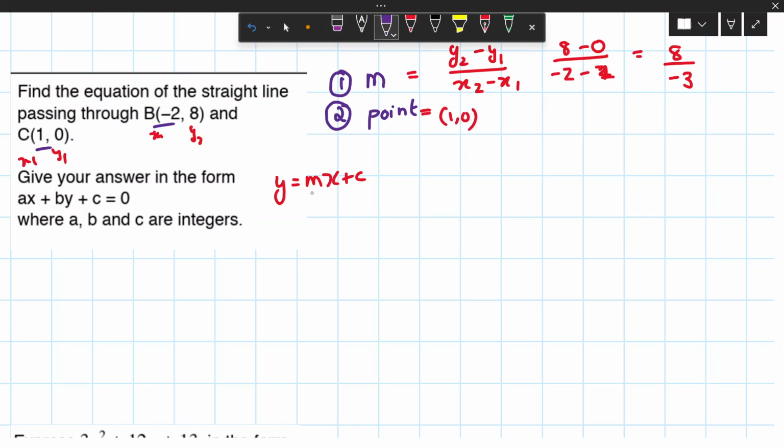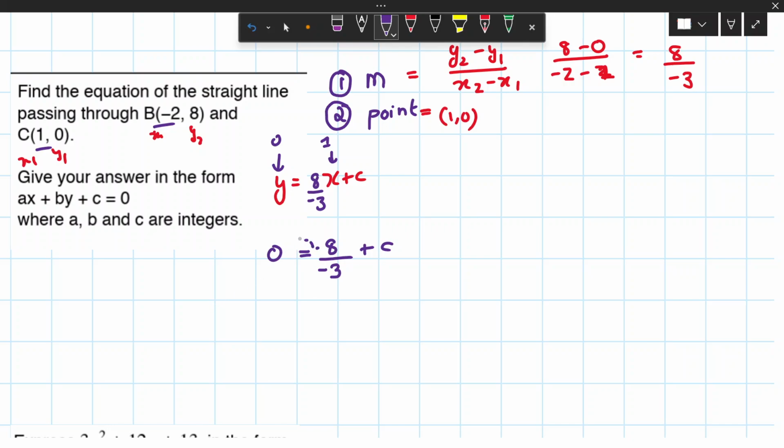So in place of the gradient, we can now plug in 8 over minus 3, which means I could replace this and write 8 over minus 3. Now to find out c, I'm going to have to plug in x as 1 and y as 0, which means y becomes 0, x becomes 1. So I now have 0 is equal to 8 times minus 3, so that's going to be, now even if you leave the minus with the 3 or with the 8, it still doesn't make any difference. So okay, I'm going to leave this here and then plus c.